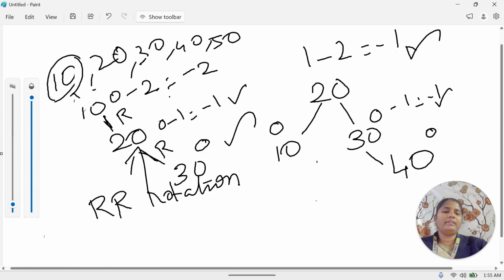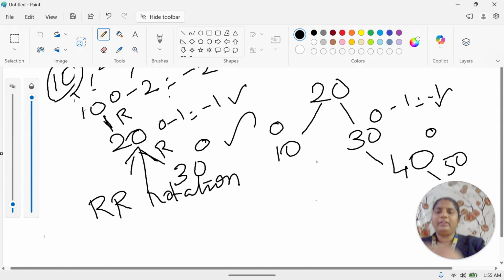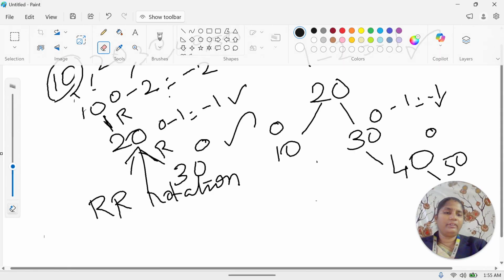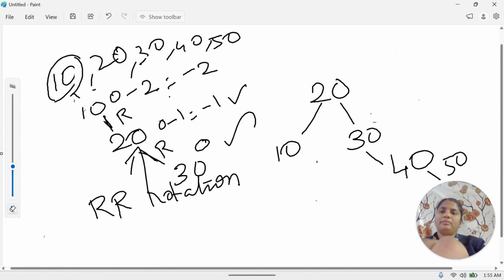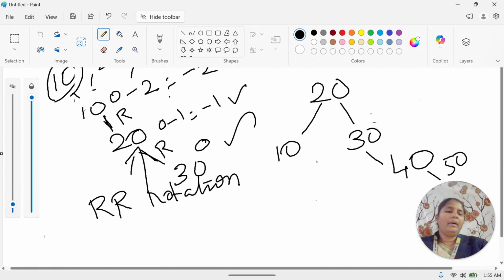Now we are going to insert 50. After inserting 50, we have to check the balancing factor. To start with, the balancing factor of 50 is 0.